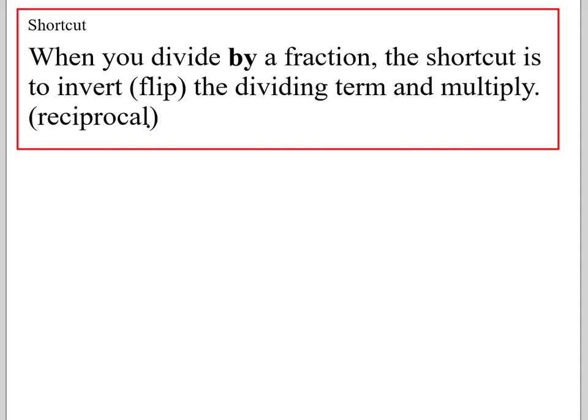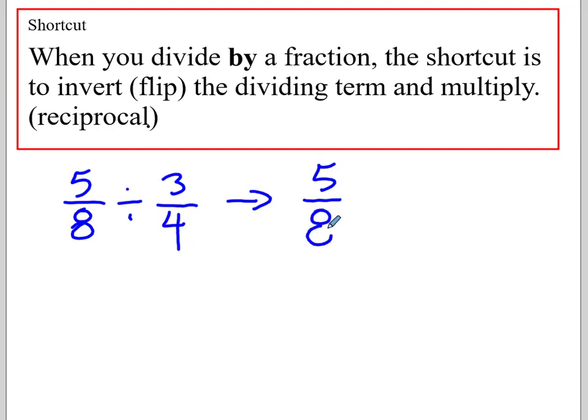All right, so here's the shortcut. When you divide by a fraction, the shortcut is to invert or flip the dividing term and multiply those two terms out. Okay, so here's what it would look like. Let's do 5/8 divided by 3/4. So the 5/8 stays the same.